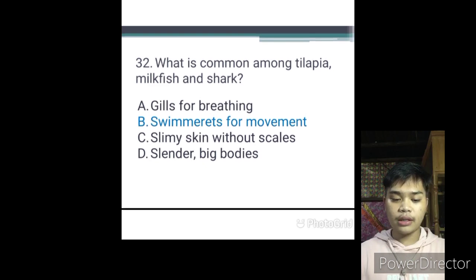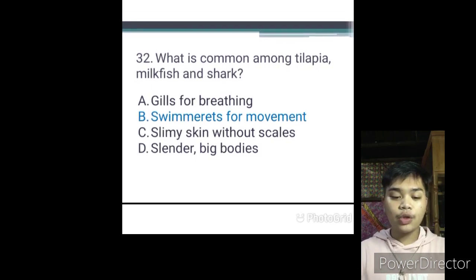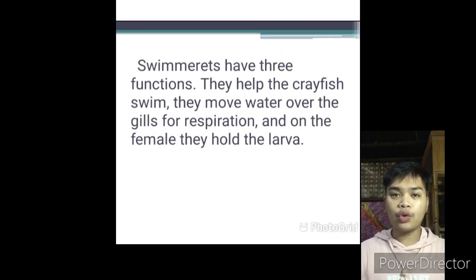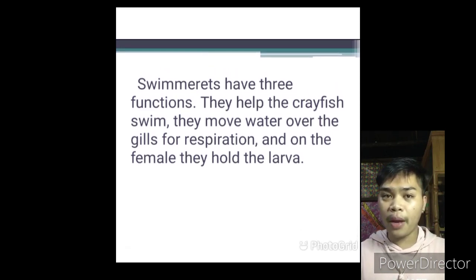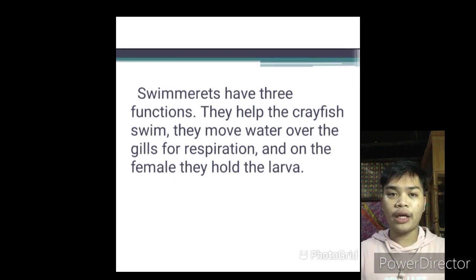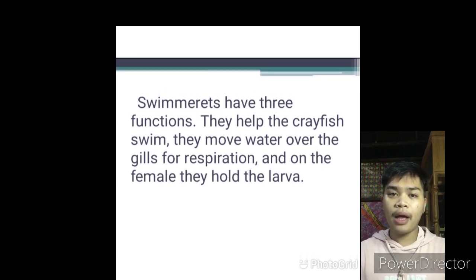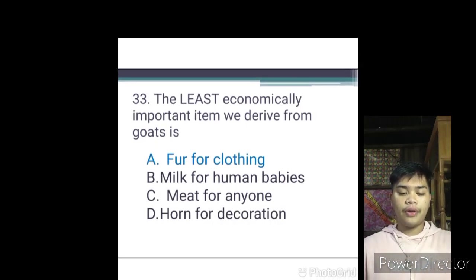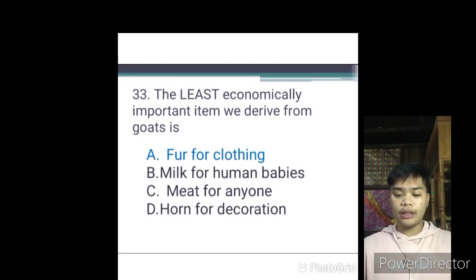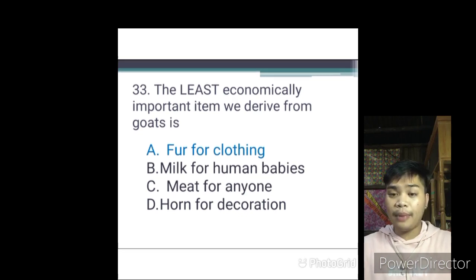So our answer is letter B. Swimmerets for movement because swimmerets have 3 functions. They help the crayfish swim, they move water over the gills for respiration, and on the female, they hold the larva.